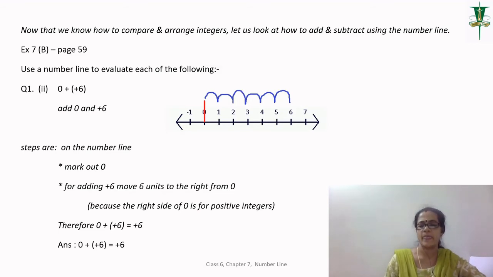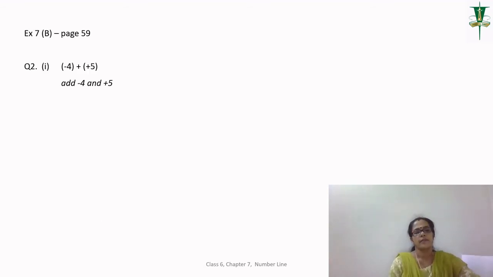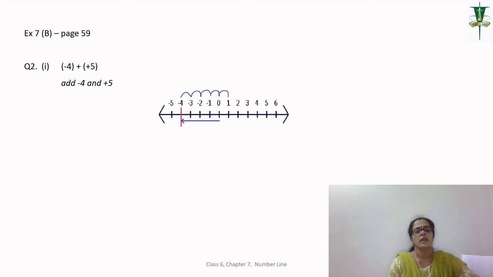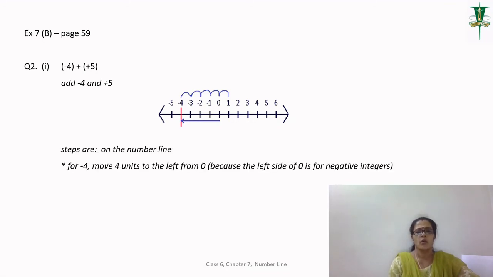Let's take another example. -4 plus of plus 5. That is adding -4 and plus 5. Indicate your number line like this, and then from 0 go to the first number. The first number in your sum is -4. So from 0 travel to the first number. So you are going left from 0 to reach -4.